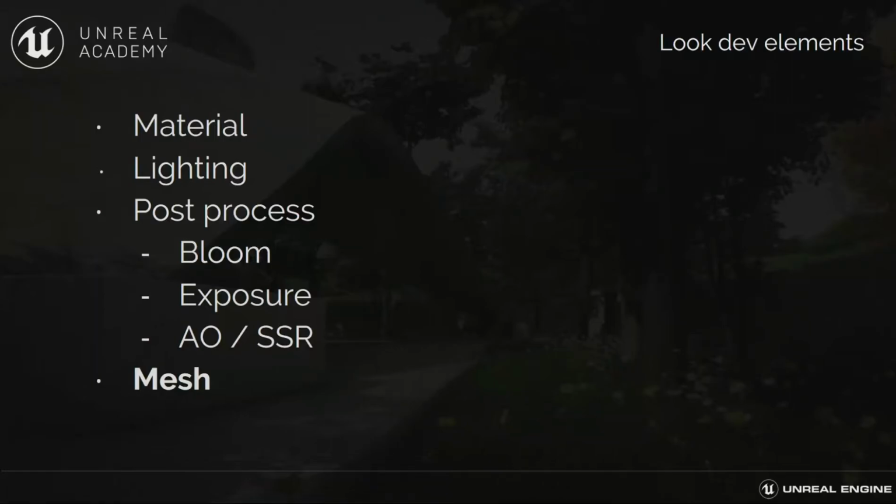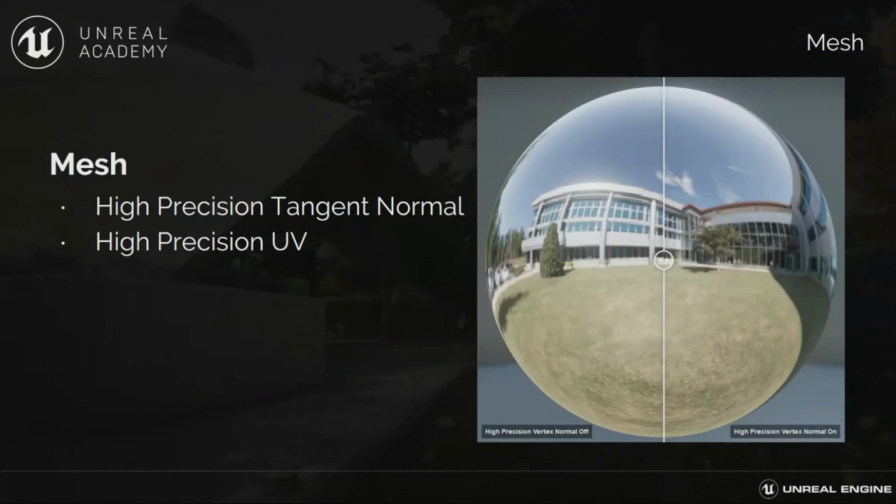Last of the look dev elements, I would like to point out two settings in the mesh in UE4, especially for enterprise purposes. The first one is high precision tangent normal, and the second one is high precision UVs. As a real-time engine, UE4 generally compresses the mesh information without losing too many details. But now we're starting to have super sharp reflections that are critical to enterprise use, so we need more precision in the mesh data.